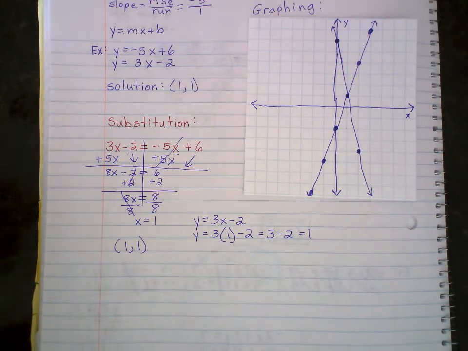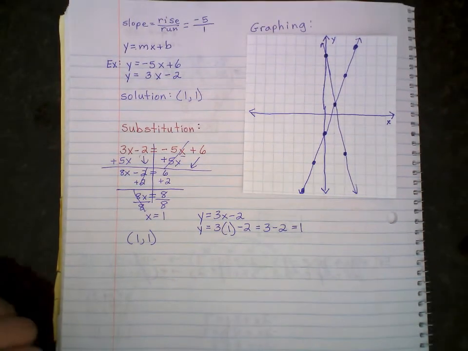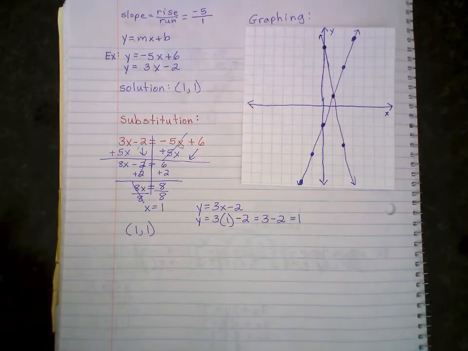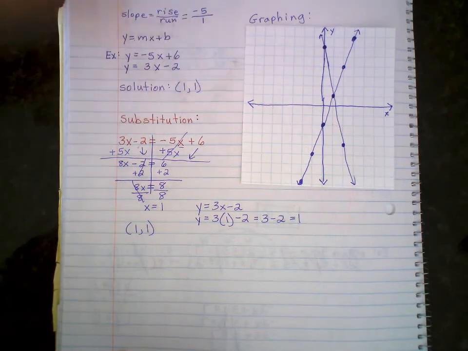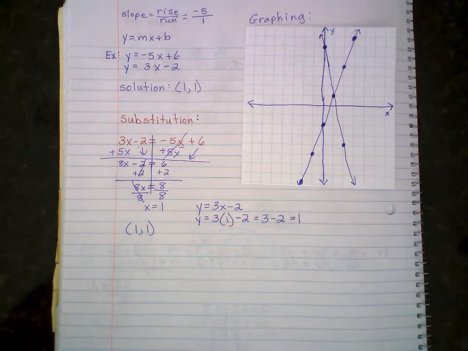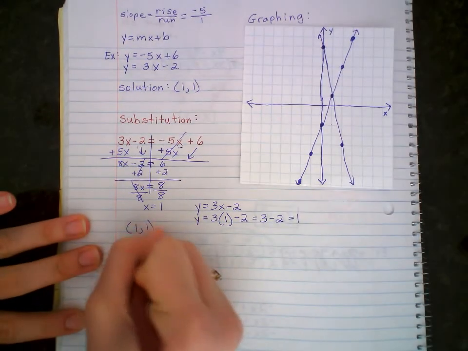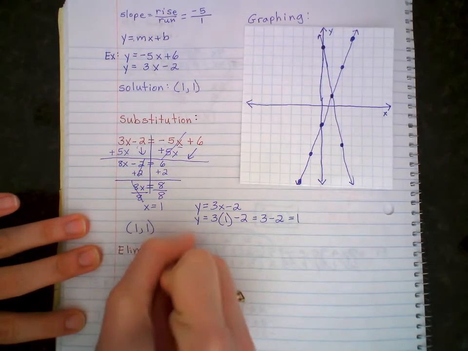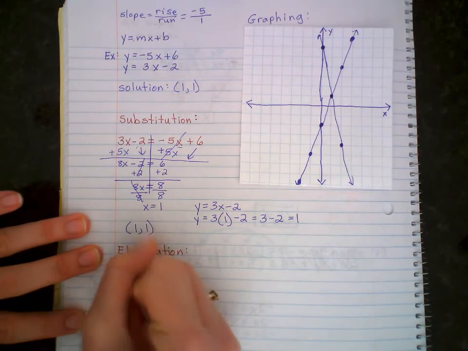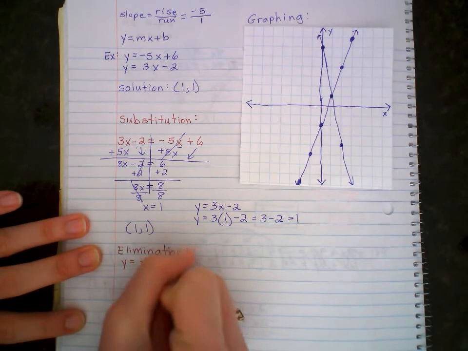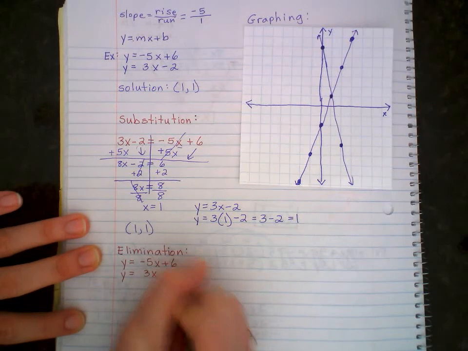Now, I personally would not recommend using elimination for this equation, just because substitution seems really easy to me, to just plug in the 3x minus 2 up there. Could you use elimination? Yes, you totally could. So I'll show you that. I personally wouldn't do it though. Elimination. So y equals negative 5x plus 6, same problem. y equals 3x minus 2.